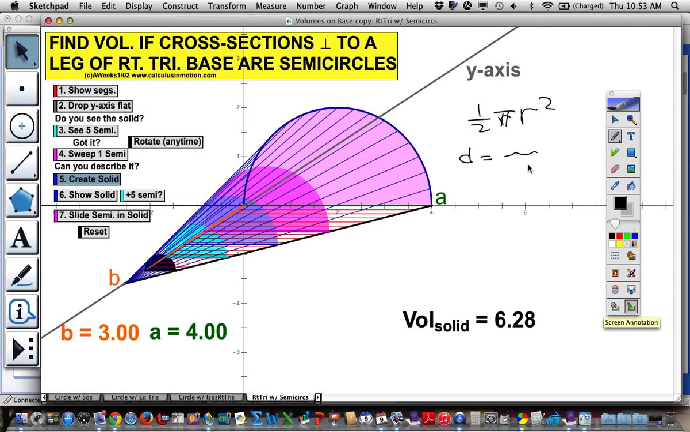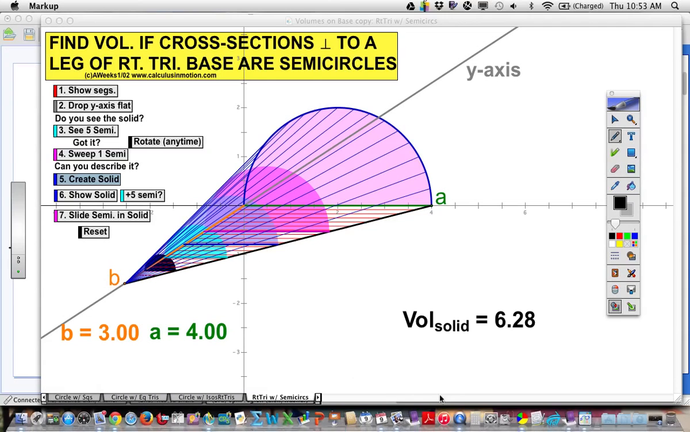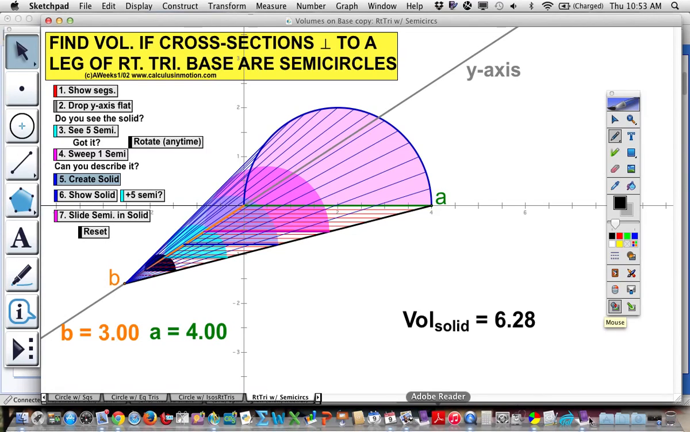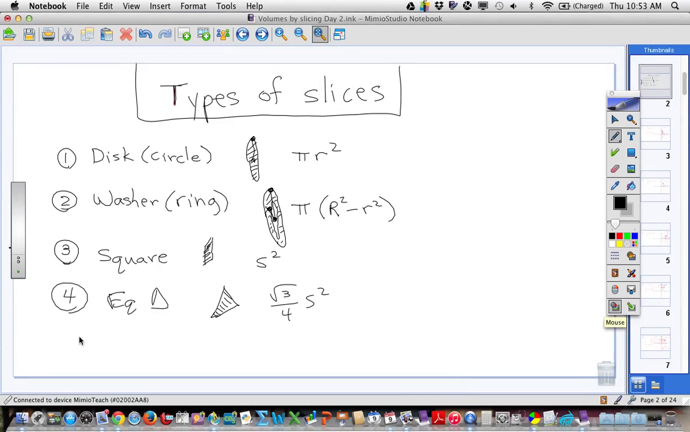So you've got to be careful. You're going to have two 1/2s in there. You're going to have a half here because you're going to take half your diameter, and then your formula has a half in it because it's a semicircle. So we won't get into a problem like that yet today, but let's add it to our list here. So we could have semicircle slices.